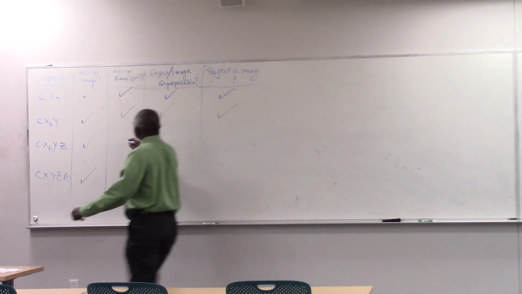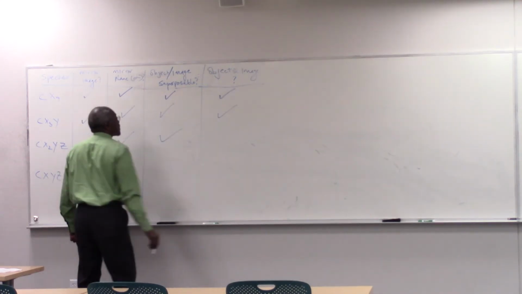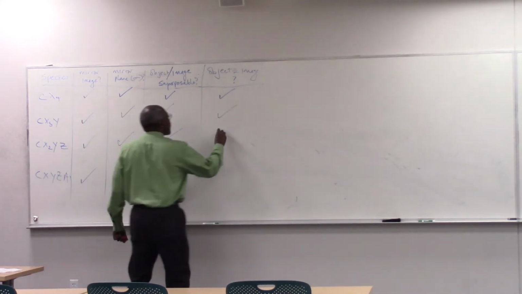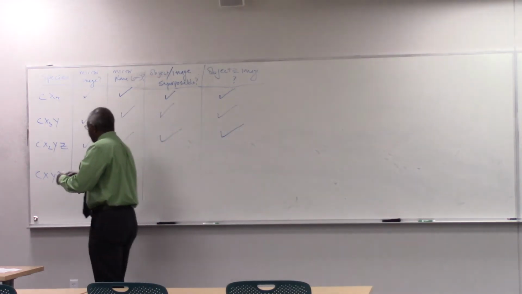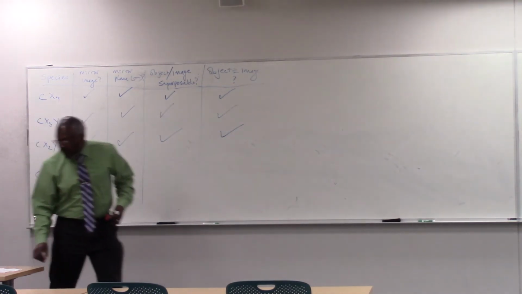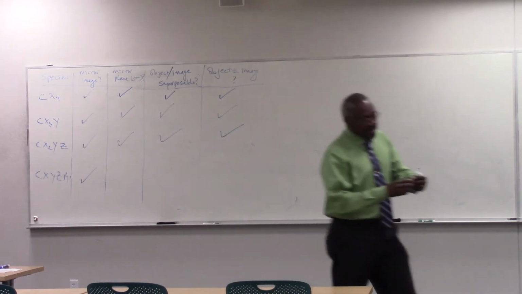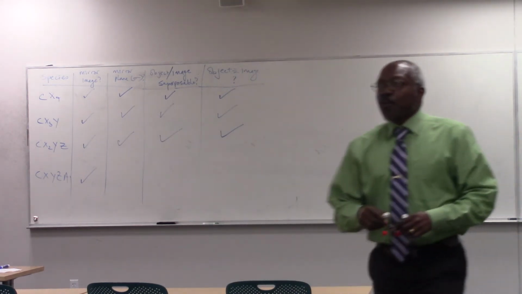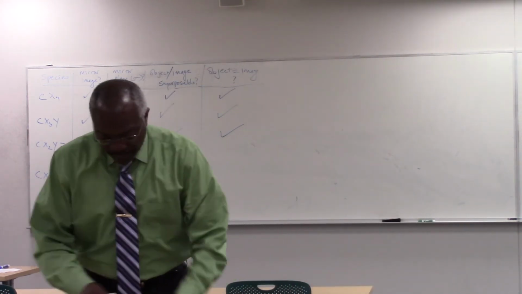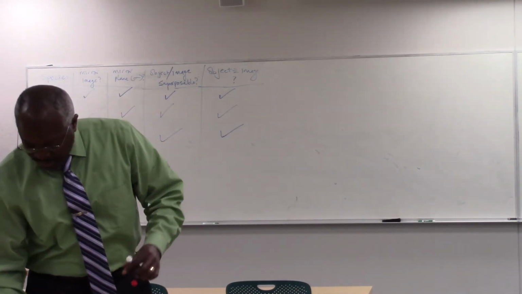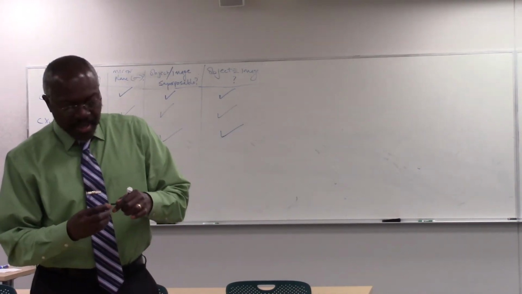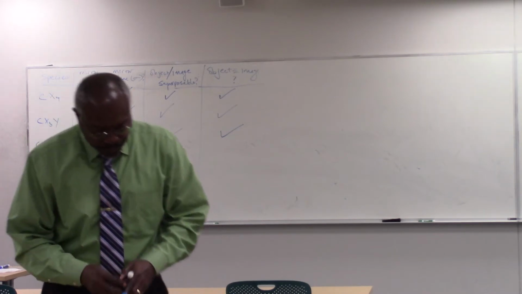It has the mirror plane. It passes the superposability test, and the object and the image are equivalent. So let's go ahead now and build CXYZA. So CXYZ, I'm going to make A, so put some group on.